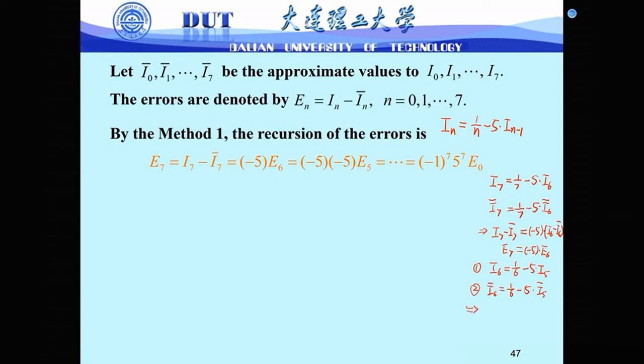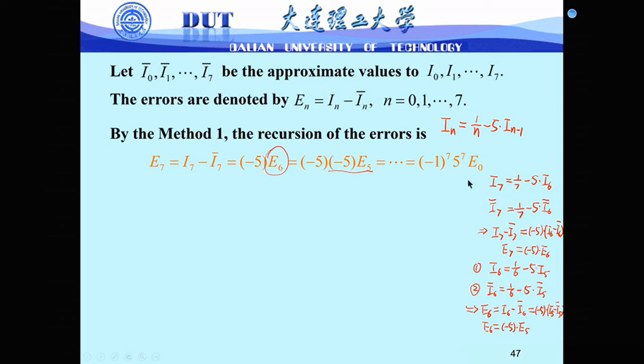So again, the difference means E6 equals I6 minus I6 bar. It is equal to 1 over 6 minus 1 over 6, which disappears. So again, we have minus 5 multiply I5 minus I5 bar. It's okay? So that means minus 5 times E5, because here it is I5 minus I5 bar. So E6 equals negative 5 multiply E5. It's okay for you? So E6 equals minus 5 E5.